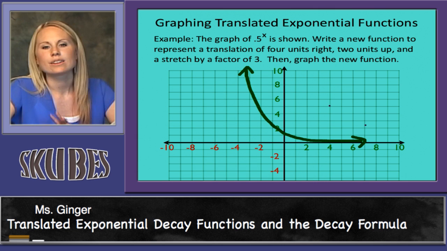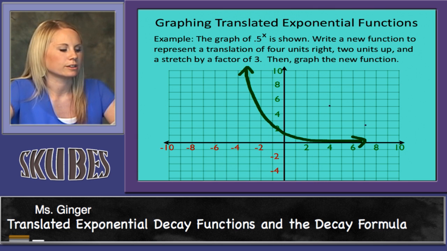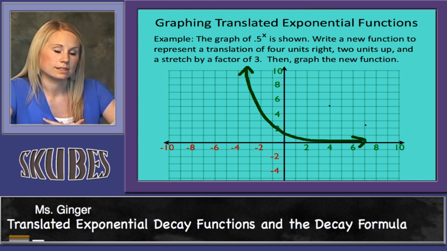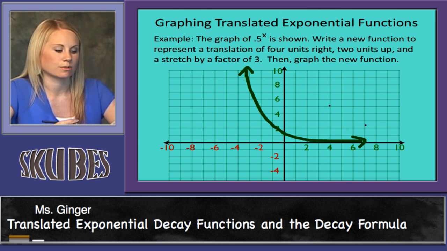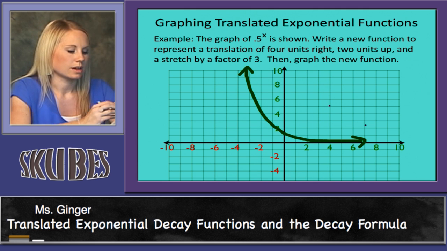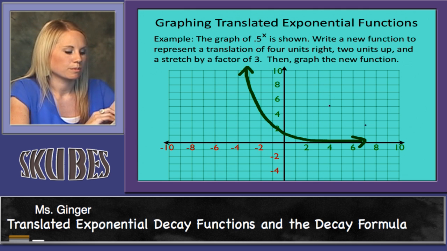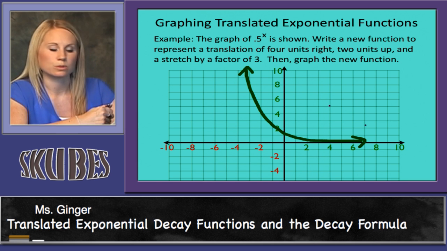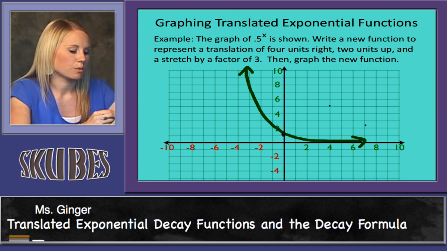All right, so let's take a look at the picture so we can see this more clearly. The graph of 0.5 to the power of x is shown, so we know that's the decay function. We can see on the picture that it's decreasing from left to right. And its original points, we know the y-intercept, if we were to test that and plug in a 0, we're going to get a 1. Anything to the power of 0 is 1. So it definitely goes through 0, 1.